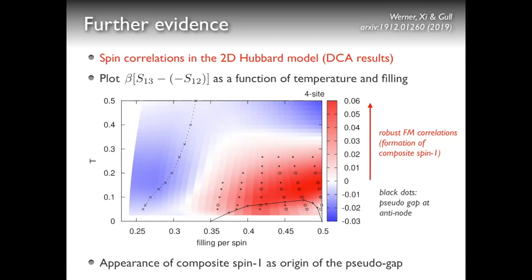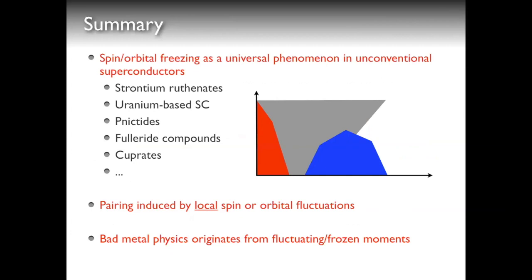And I think that the strong local spin fluctuations in the spin freezing crossover regime are what induces the superconductivity at low temperatures. With this, I'm coming to my end. I've basically argued that in essentially all known unconventional superconductors, if you look at the filling and the interaction, you will find that these materials are in a spin or orbital freezing crossover regime. So this physics certainly plays an important role in understanding the normal states of these unconventional superconductors, including strontium ruthenates, uranium-based superconductors, pnictides, fullerite compounds, and, as I argued, also the cuprates.